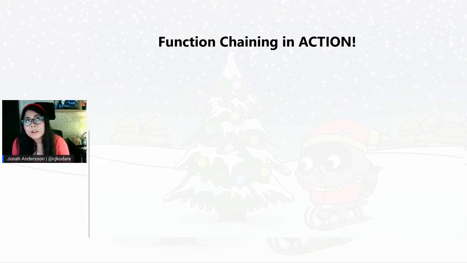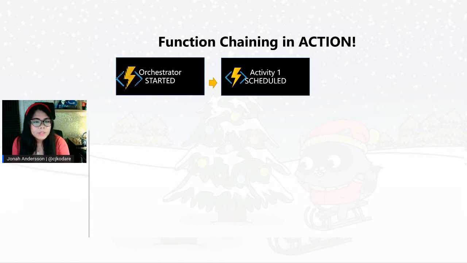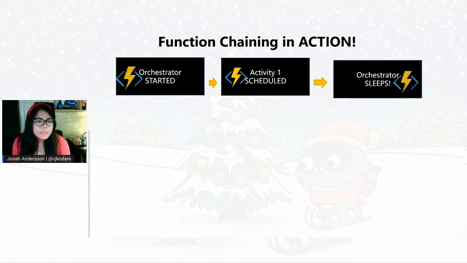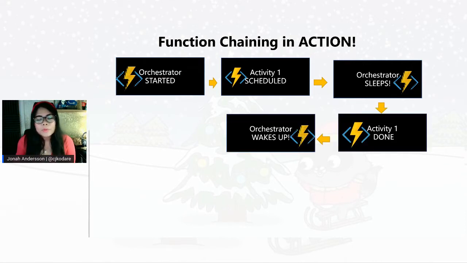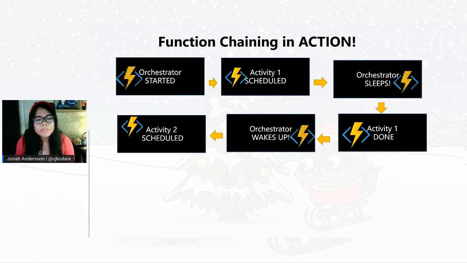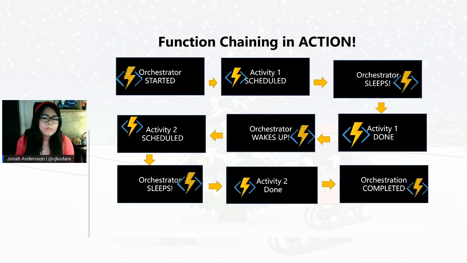For example, I have an HTTP trigger that triggers the orchestration. Here the orchestrator has started, and activity 1 is scheduled. When activity 1 is scheduled, the orchestrator sleeps. When activity 1 is done, the orchestrator wakes up. Activity 2 is scheduled. The orchestrator sleeps again, and when activity 2 is done, the orchestration is completed. So this is the first workflow, or set of orchestration.